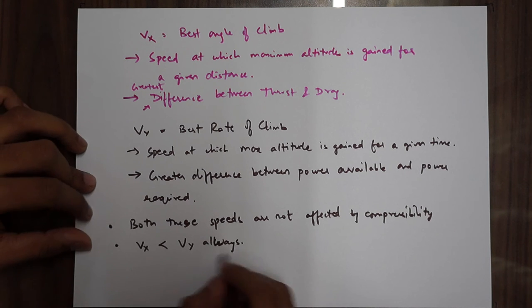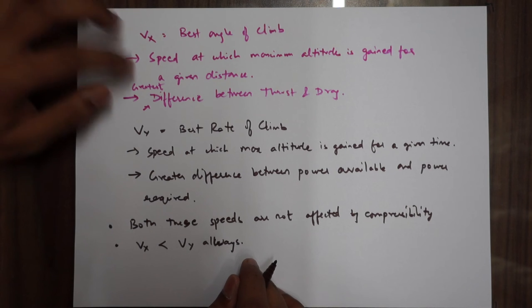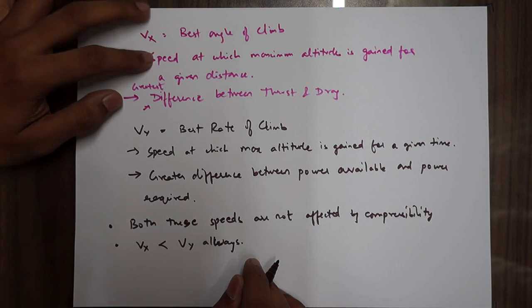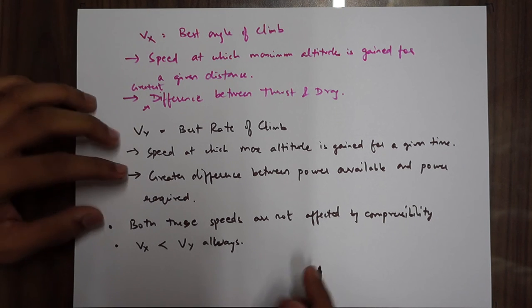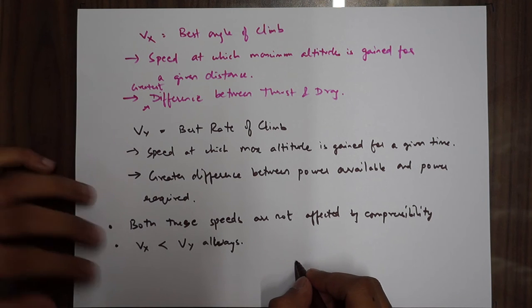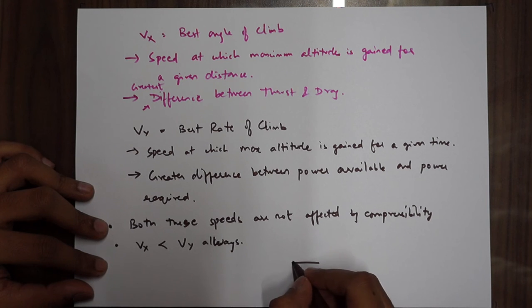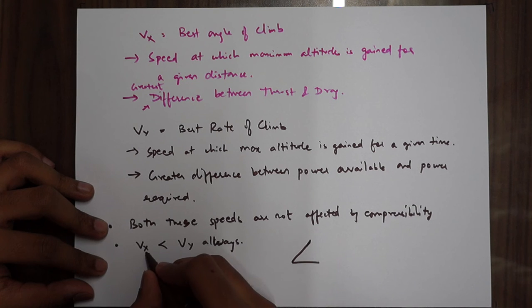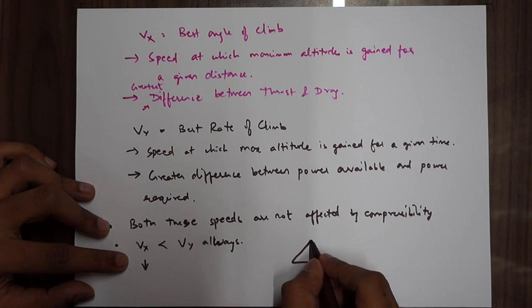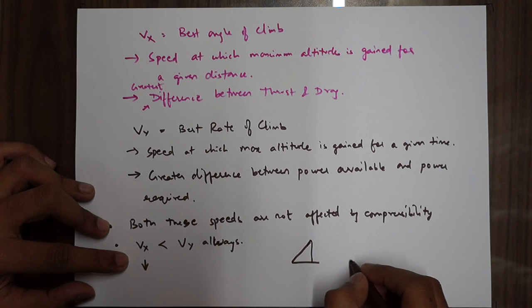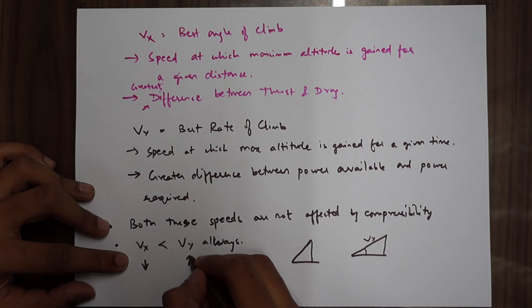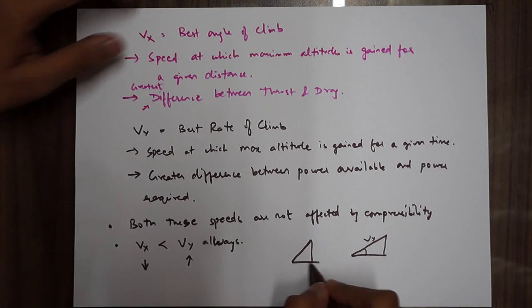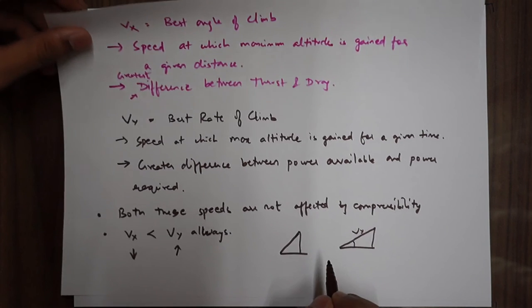This is important. Vx is always less than Vy, because at a higher angle of attack, at a given shorter distance, suppose you want to climb in the shortest possible distance, your angle of attack will be high, which will make Vx low. But if you have a set time, you might go something like this. So this will be your Vy, which will always be higher. So Vx is always lower because of the shortest distance.